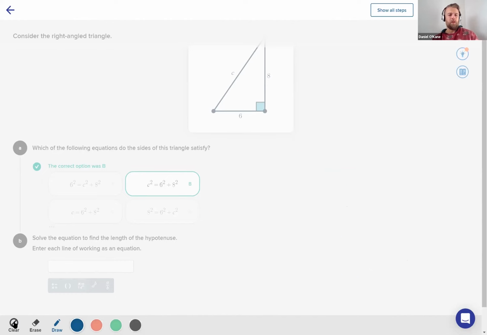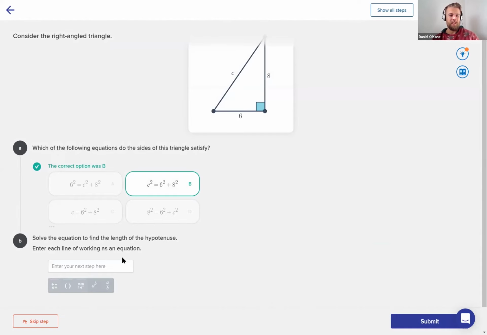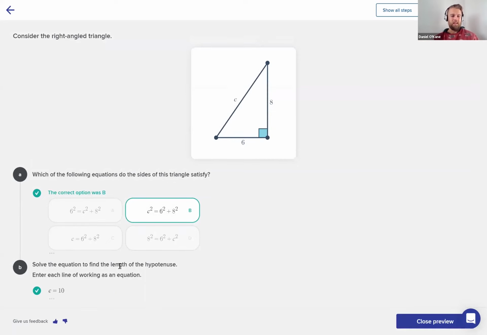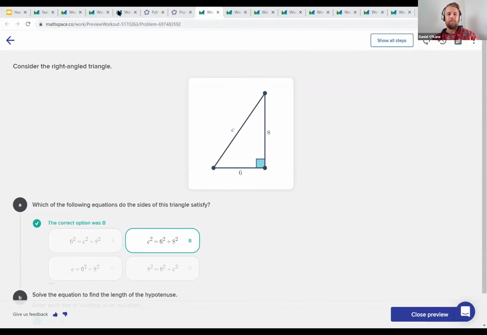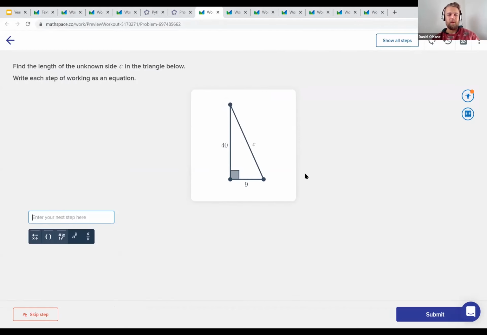Okay, so I'm not going to bother showing my work in Mathspace. We've got the answer that c has to equal 10. And that is correct. Good, great, very good. Okay, let's look at another example. Let's look at this one.